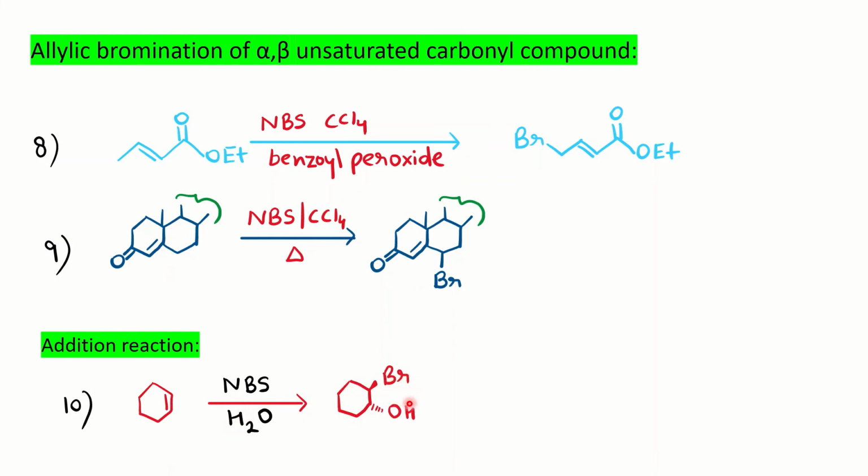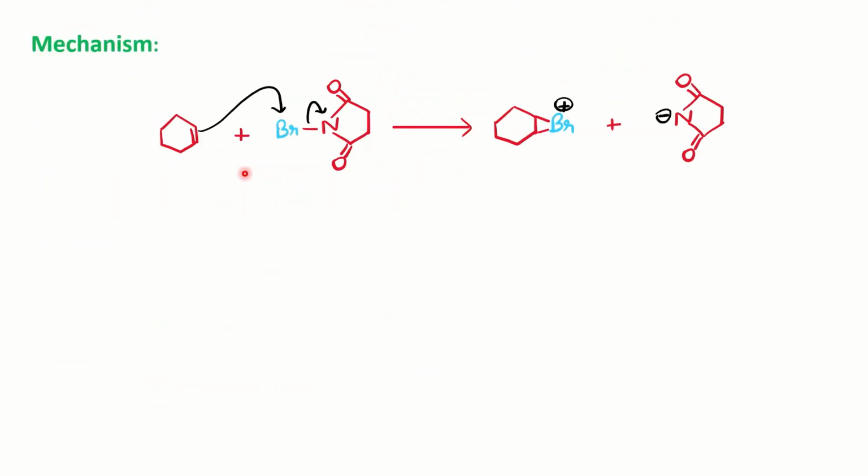So how will we see the mechanism? For those attempting any competitive exam, just make a note: in the presence of NBS and H2O, you get the trans bromohydrin product here. You have OH on one side, bromine from NBS and OH from water, and the position of the two with respect to each other is trans. So the stereochemistry is trans, you can make a note. You don't have to do the mechanism, but for our MSc students, we'll see how it is happening.